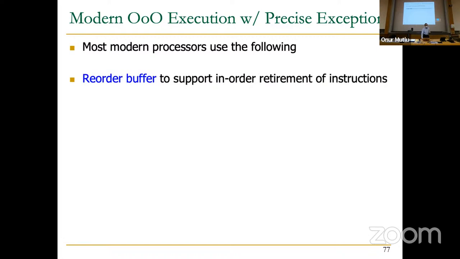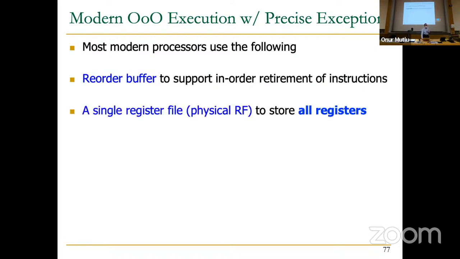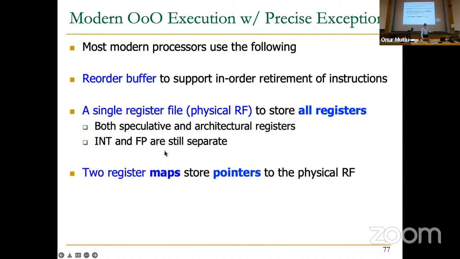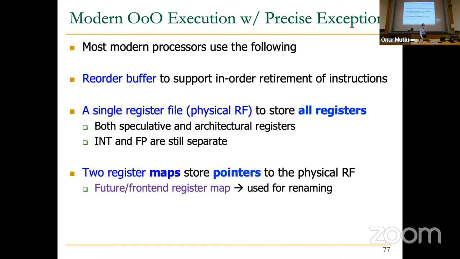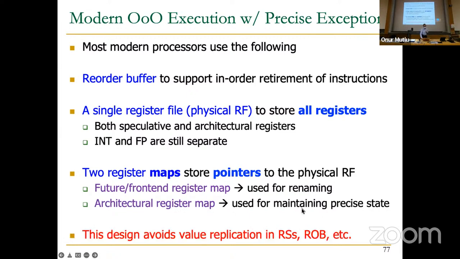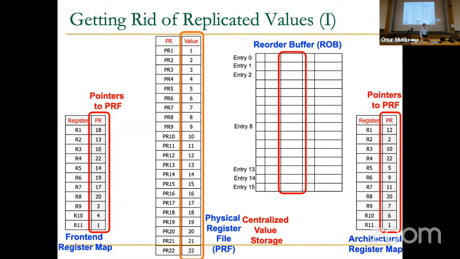Most modern processors use a reorder buffer to support in-order retirement of instructions. They have a single register file called the physical register file to store all registers, both speculative and architectural, though integer and floating point are still separate. There are two register maps to store pointers to the physical register file. One is a future front-end register map used for renaming, as we discussed. And the second is the architectural register map used for maintaining the precise state. This design avoids replication of values across reservation stations, ROB, et cetera.